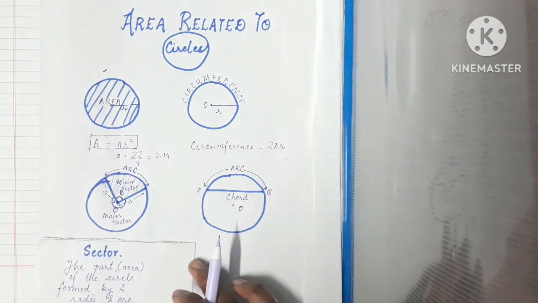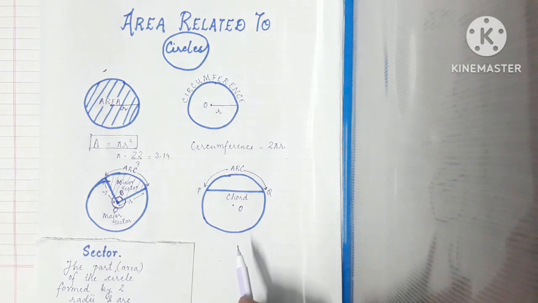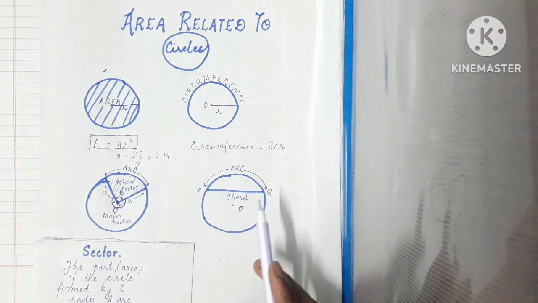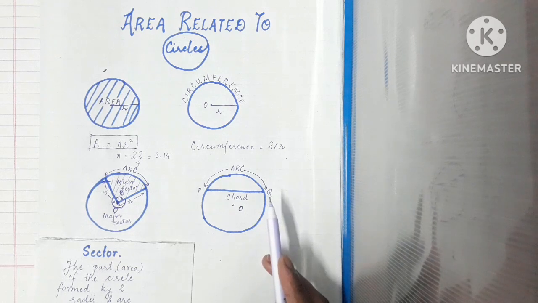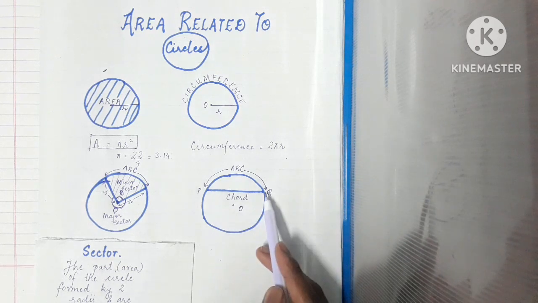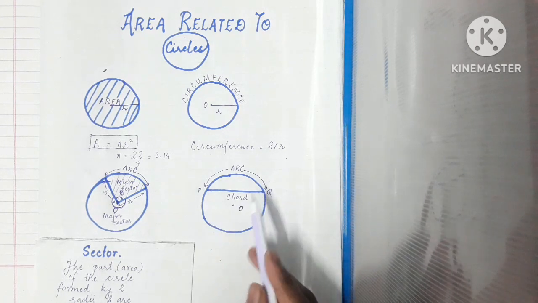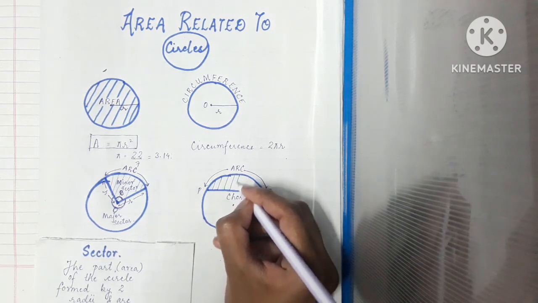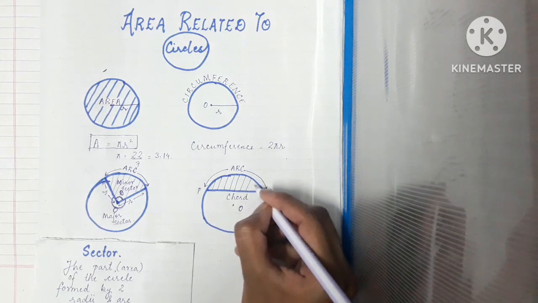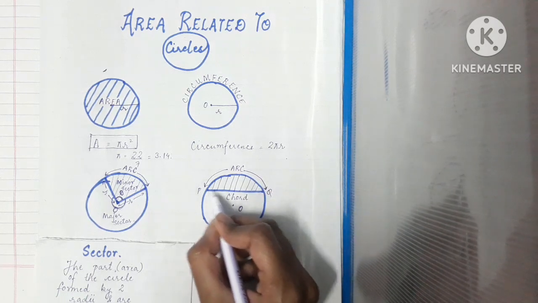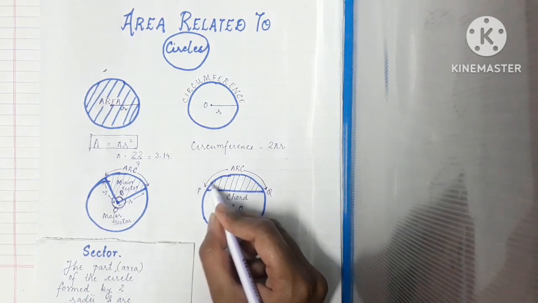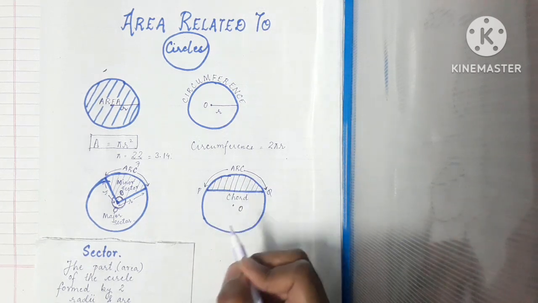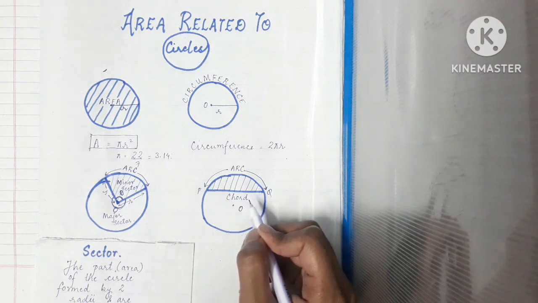Now next, quickly move on to a segment of a circle. A segment of a circle is that part or area of the circle which is formed by a chord of the circle and an arc of the circle. So this part of the circle is formed by a chord of the circle and the arc of the circle. This is called a segment of the circle.